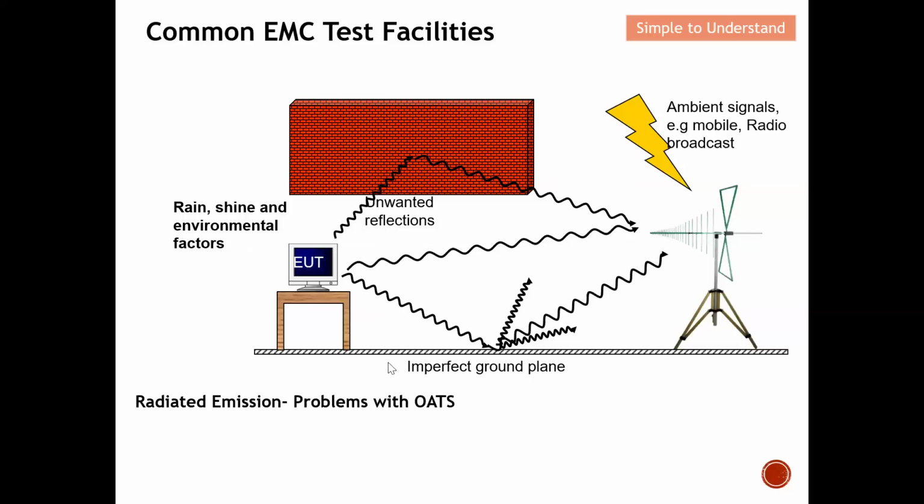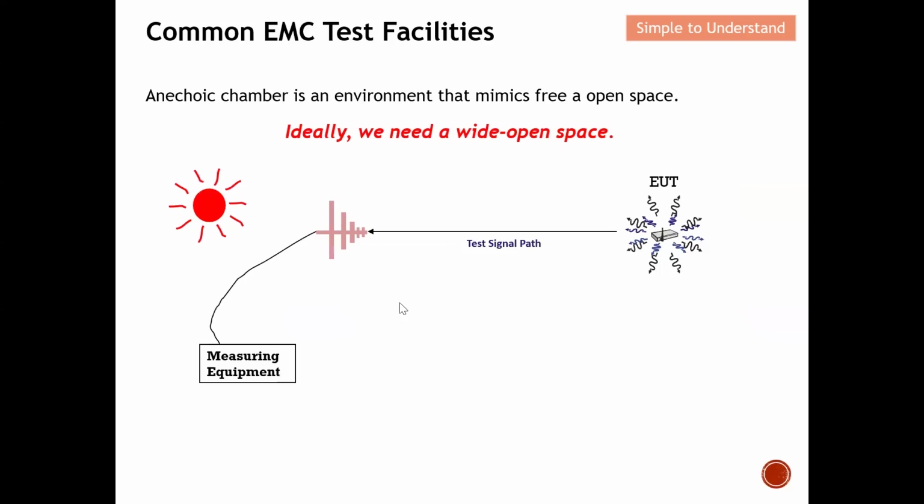So how can we resolve all this? It is to use a chamber. So what is a chamber? When we actually use a chamber, let me describe this. These are what I mentioned earlier on. This is an antenna. Basically this is an EUT. What we want is the direct measurement from the EUT all the way to the antenna.